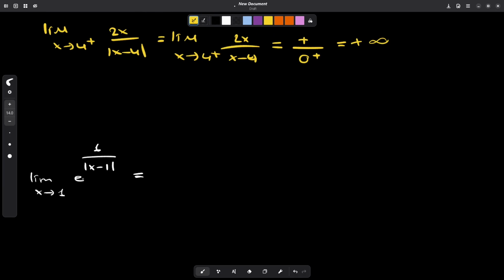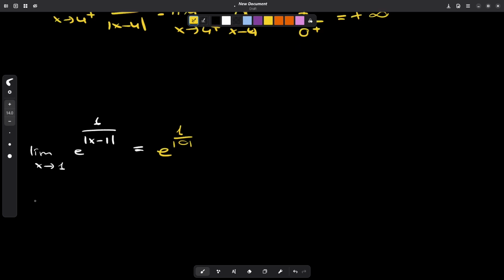Limit of e to the 1 over the absolute value of x - 1, as x approaches 1. Okay, so of course I need to see what this is. 1 over 0, right? Absolute value. And again, I cannot work with this. Therefore, it's time to check the limit from the left and the right. Let's check it from the right first. The order I do it doesn't really matter. I am just doing it.